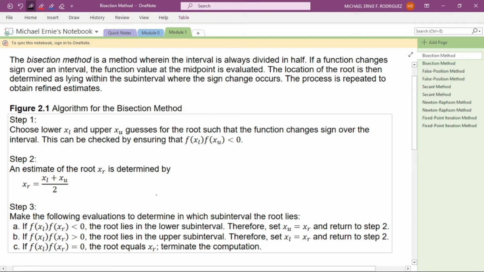And then step 3. Make the following evaluations to determine in which subinterval the root lies. A. If the product of f of x sub l and f of x sub r is less than 0, the root lies in the lower subinterval. Therefore, set x sub u is equal to x sub r and return to step 2. B. If the product of f of x sub l and f of x sub r is greater than 0, the root lies in the upper subinterval. Therefore, set x sub l is equal to x sub r and return to step 2. C. If the product of f of x sub l and f of x sub r is equal to 0, the root equals x sub r, and then terminate the computation.